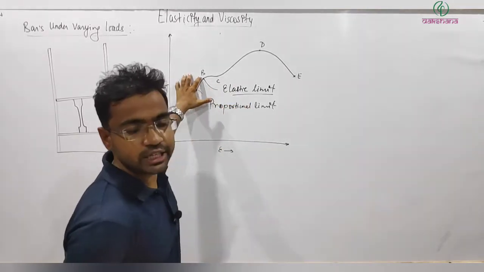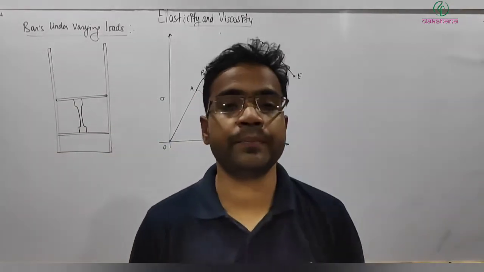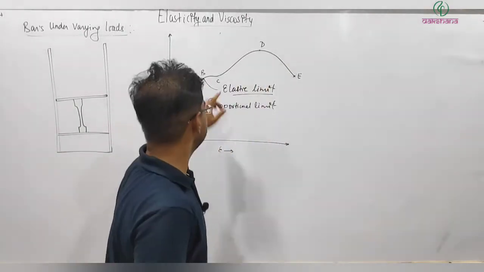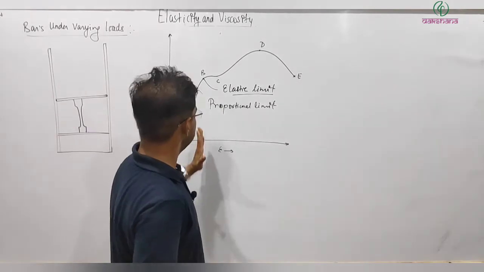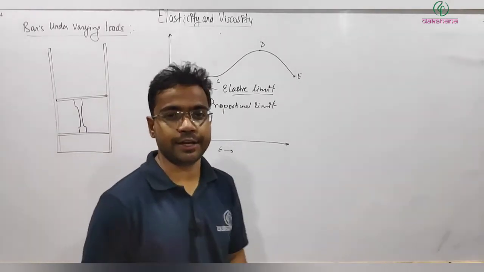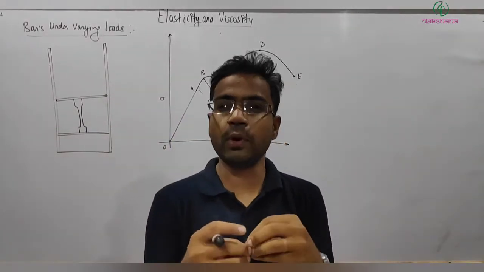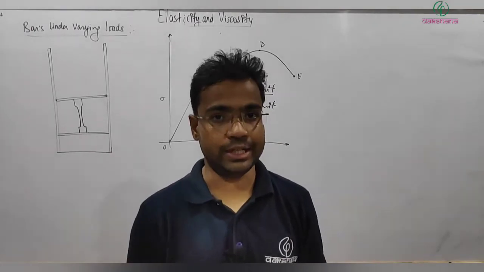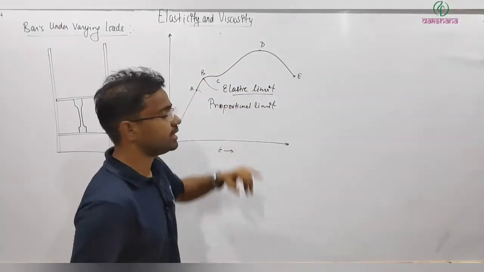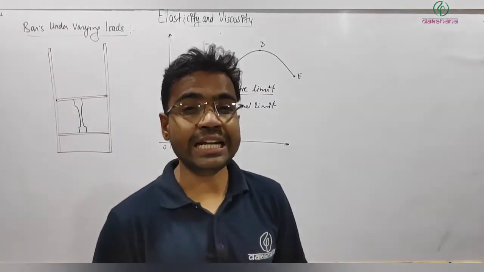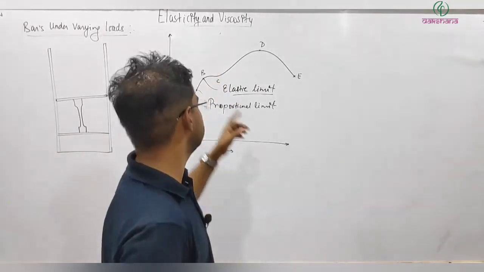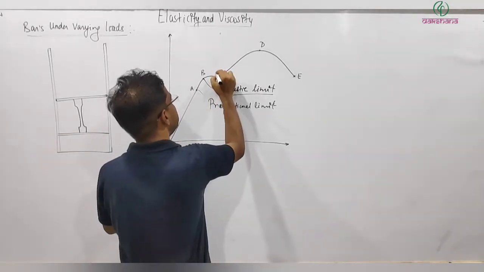After point B, if we increase the stress further, you can see here that the stress increase is very small, but the strain increase is high. So the material starts flowing like a fluid, and this behavior is termed yielding of the material, and point C is called the yield point.